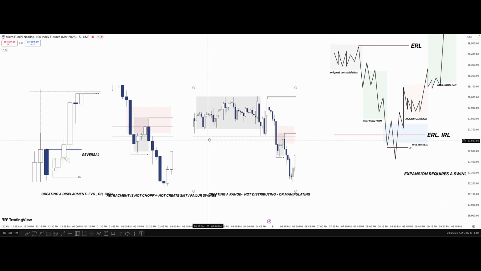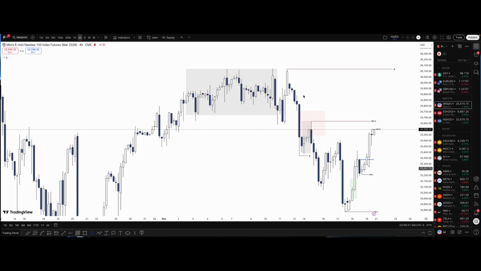So, can you correlate something like this? Yeah. So this consolidation is what? This is the normal consolidation level here, right? Creating an external liquidity. ऊपर एक ERL इसने form किया, right? And then it distributed. When the price distributed, it created a fair value gap, right? And when it came down lower, so see, देखो.